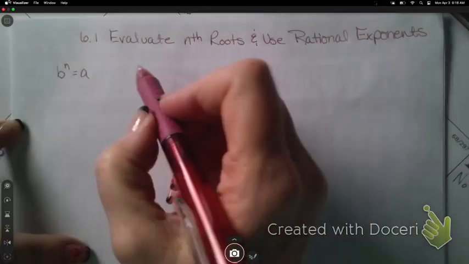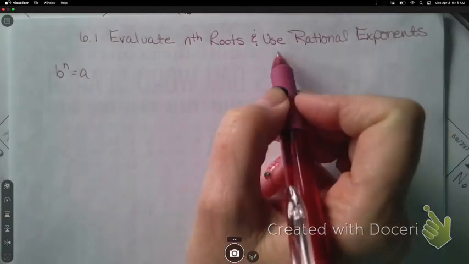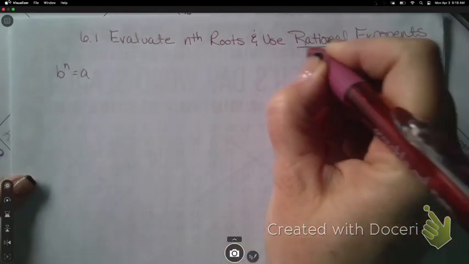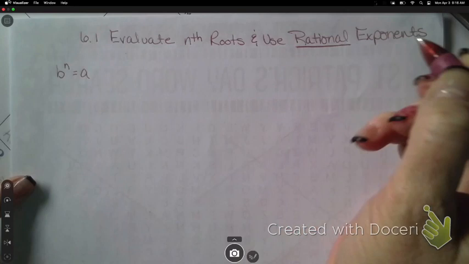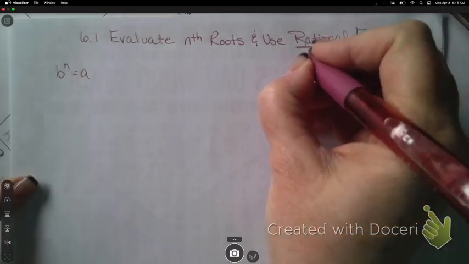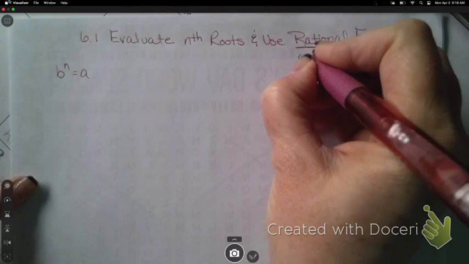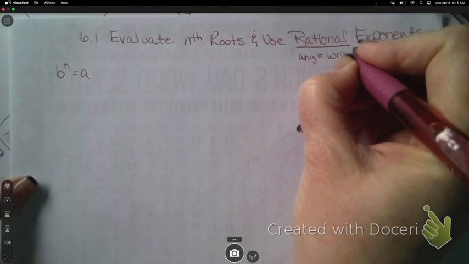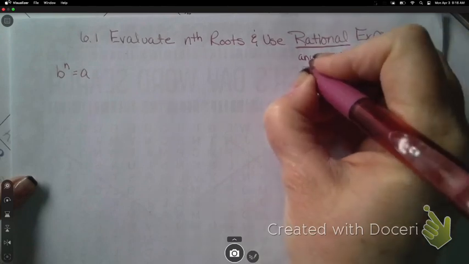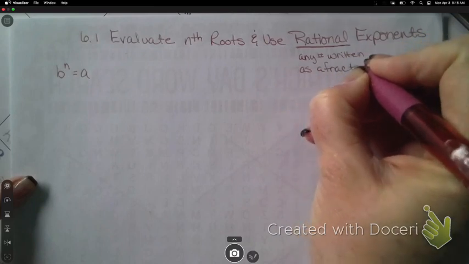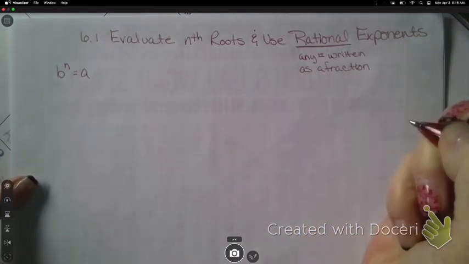Okay, so we're going to evaluate nth roots and use rational exponents. Rational exponents. What is a rational number? Any number that can be written as a fraction. I hate these fractions. Okay, so we are going to be using fractional exponents.